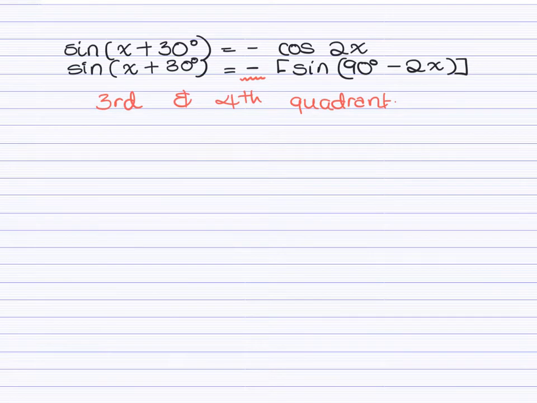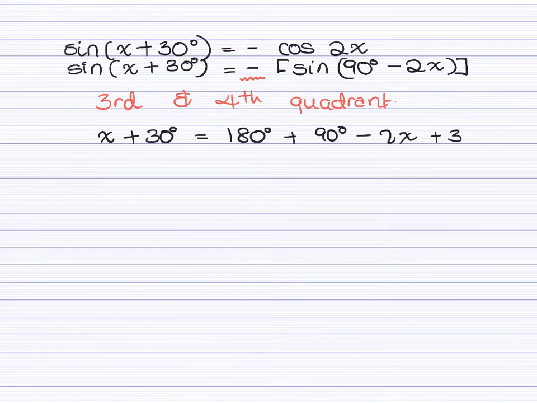So we know that in the third quadrant, we are going to have 180 degrees plus theta. Theta in this example is 90 degrees minus 2x. Now, since this is a general solution in terms of sine x, we then have to plug in 360 degrees k, k being an integer. We are then going to group all our x's on one side and group all our numbers on the other side.